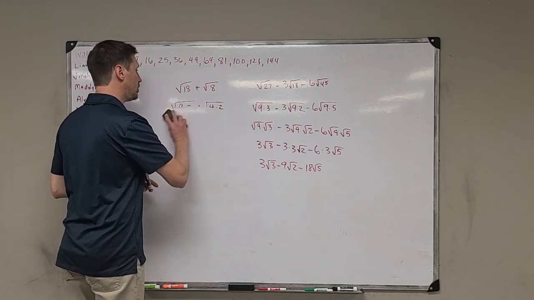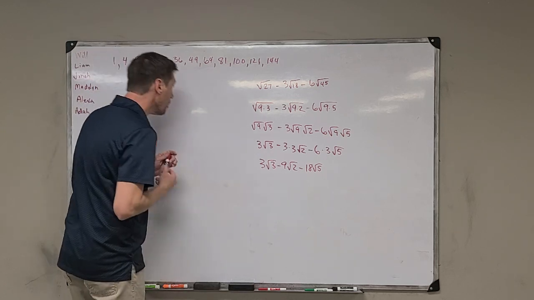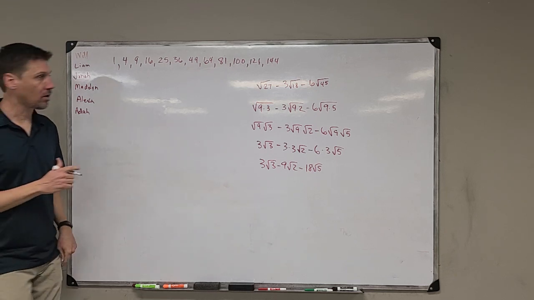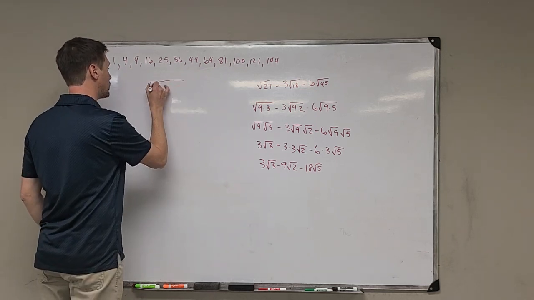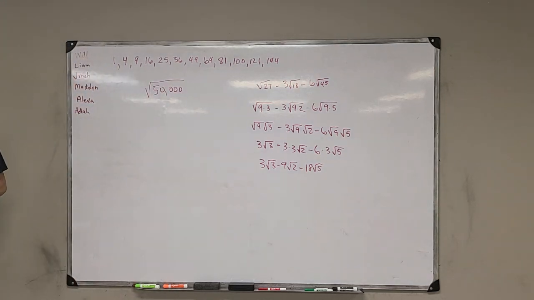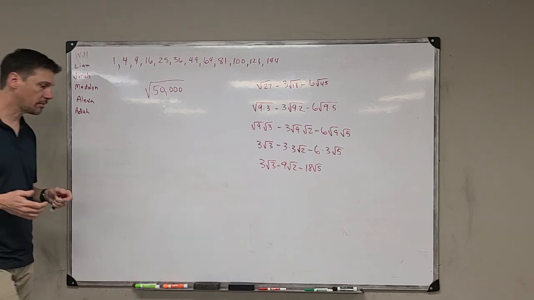One final thing I want you to be able to do, and that is, I want you to be able to take the square root of large numbers that have multiple zeros in it. All right? Because these are pretty simple. And here's the basic rule, all right?